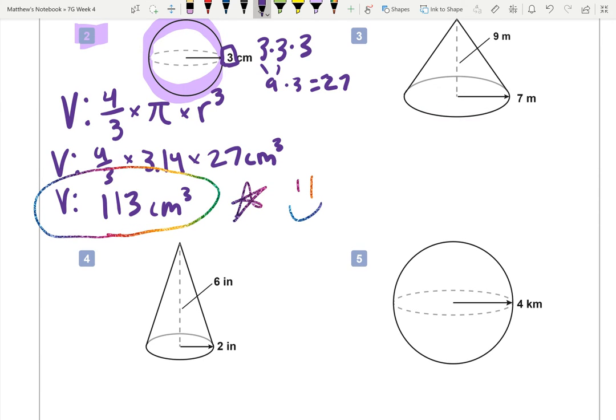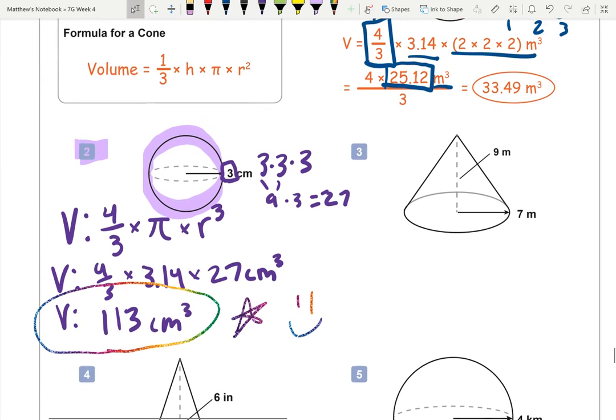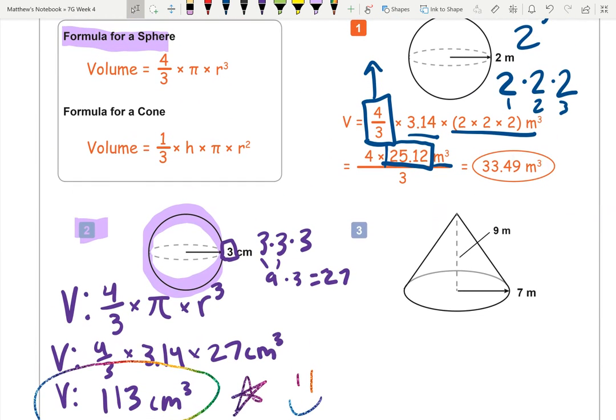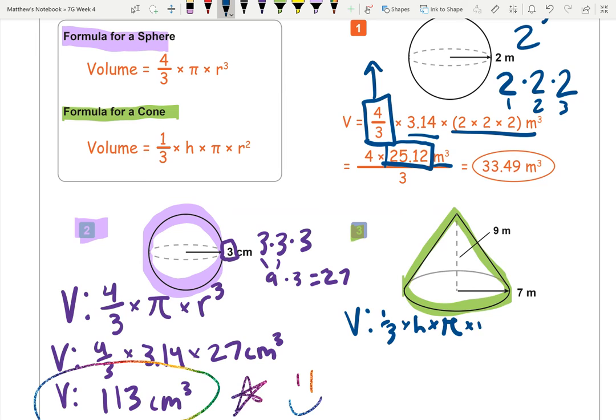So again, here I'm going to start off by writing the formula. But notice this time we're working with a cone. Think about it as an ice cream cone if you flipped it upside down, or a traffic cone that you might see out on the road. And the formula for finding a cone is going to be highlighted here in green. And that is 1/3 times the height times pi times the radius squared. So let's go ahead and rewrite that formula. I want to do this problem in blue. Volume is 1/3 times the height times pi times the radius squared.